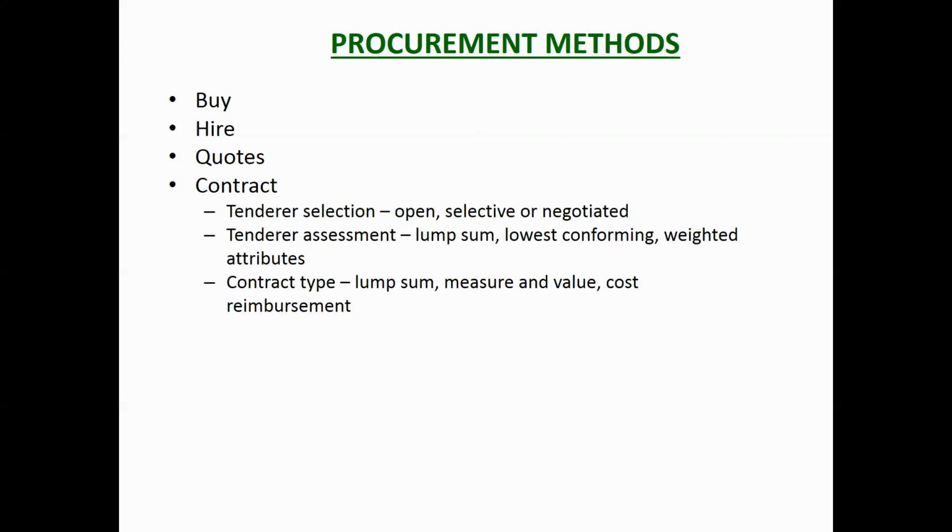So procurement methods: you can buy it, you can hire it, you can get quotes, or you can go to contract. So tender selection, tender assessment. All these things, this tendering type of process that we looked at in engineering management, that's where that all comes in. You've got to make decisions like, are we going to go open tender, or selective, or negotiated? Are we going to negotiate with someone, or just a few people, or are we going to put an ad in the paper? Are we going to have a lump sum project? Are we going to assess it as lowest conforming, weighted attributes? How are we going to assess how they're going to do it? Remember, weighted attributes is going to take longer, it's going to be more expensive. Contract type, is it a lump sum, is it a measure and value, cost reimbursement? So you need to make all those decisions about the procurement and how you're going to do it.